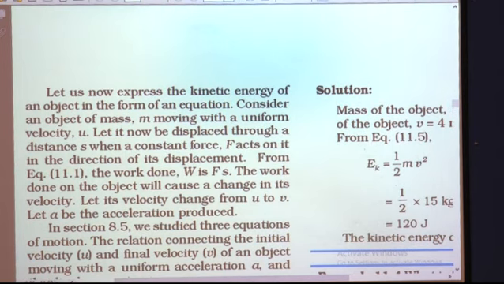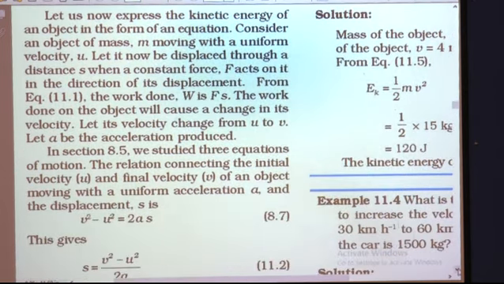Let us now express the kinetic energy of an object in the form of an equation. Consider an object of mass m moving with a uniform velocity u. Let it now be displaced through a distance s when a constant force F acts on it in the direction of its displacement. See students, what are the given things here? The mass of the object is m, uniform velocity is u, the distance is s and force is F. You know the formula of work done, W is equal to F into s, force into displacement.